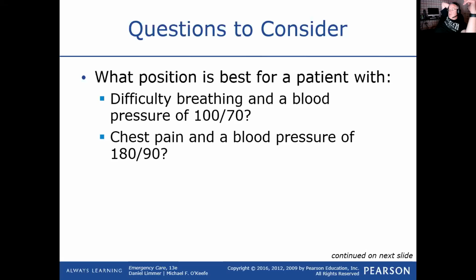Okay, it says, what position is best for a patient with a blood pressure 100/70 who has difficulty breathing? So you may say because it's 100/70, we should lay him flat, and that would help get more blood to his brain. But if he's having difficulty breathing, we can't lay him flat because he'll have more difficulty breathing. So we have to find the position where he's sitting up enough to feel comfortable, but he's as low back as we can to get more blood to his brain, right? So we just have to find a position where he tells us, I can breathe, I'm not having trouble breathing.